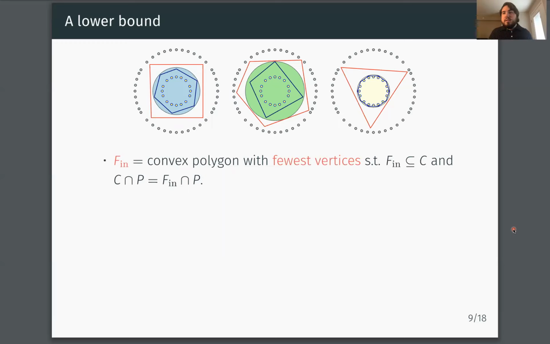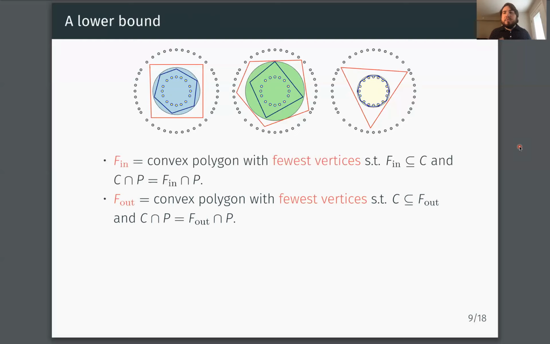We define the inner fence, which is a polygon Fn, as the convex polygon with the fewest number of vertices, such that Fn is contained inside the convex body, and the set of points inside the convex body is the same as the set of points inside Fn. So in the three figures above, this is this dark blue polygon that I'm highlighting. And you can think of the inner fence as separating the points inside the body from the boundary of the convex body.